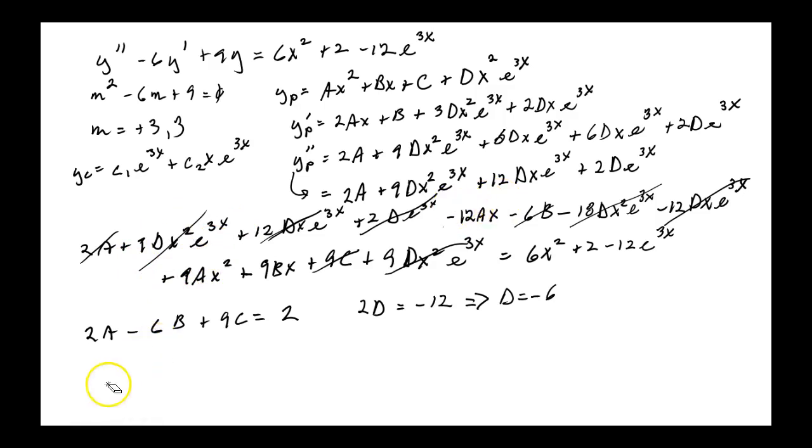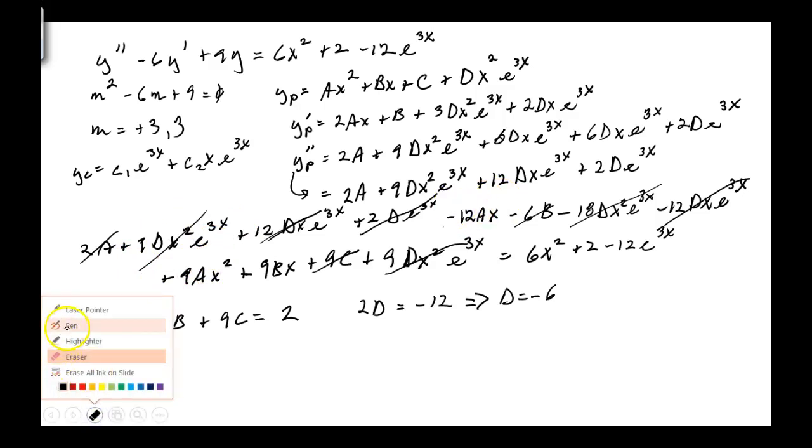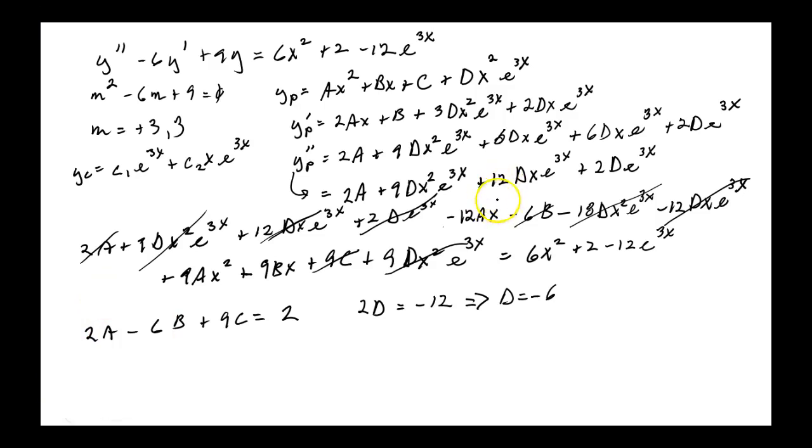Okay, linear terms, going back and starting over, is minus 12a. Now I'll wipe that one out again. And here's a plus 9b. And that's equal to 0. Is that right? Because we have no linear term on the right.